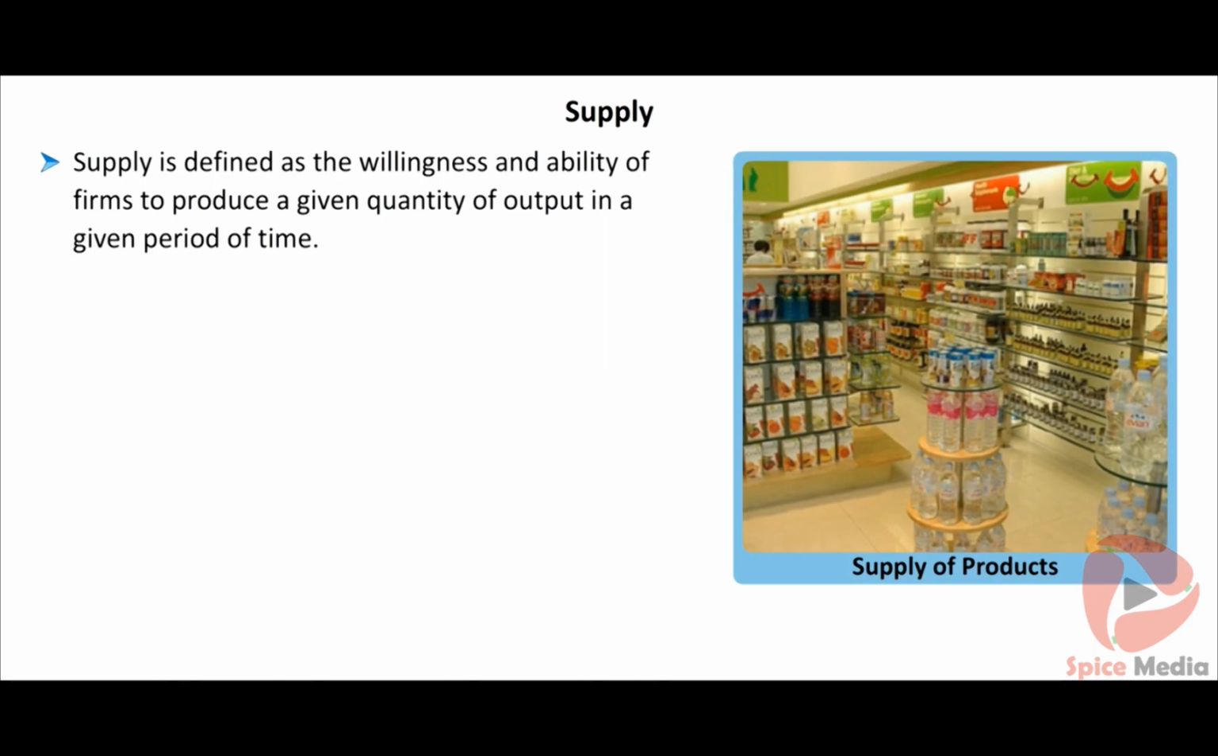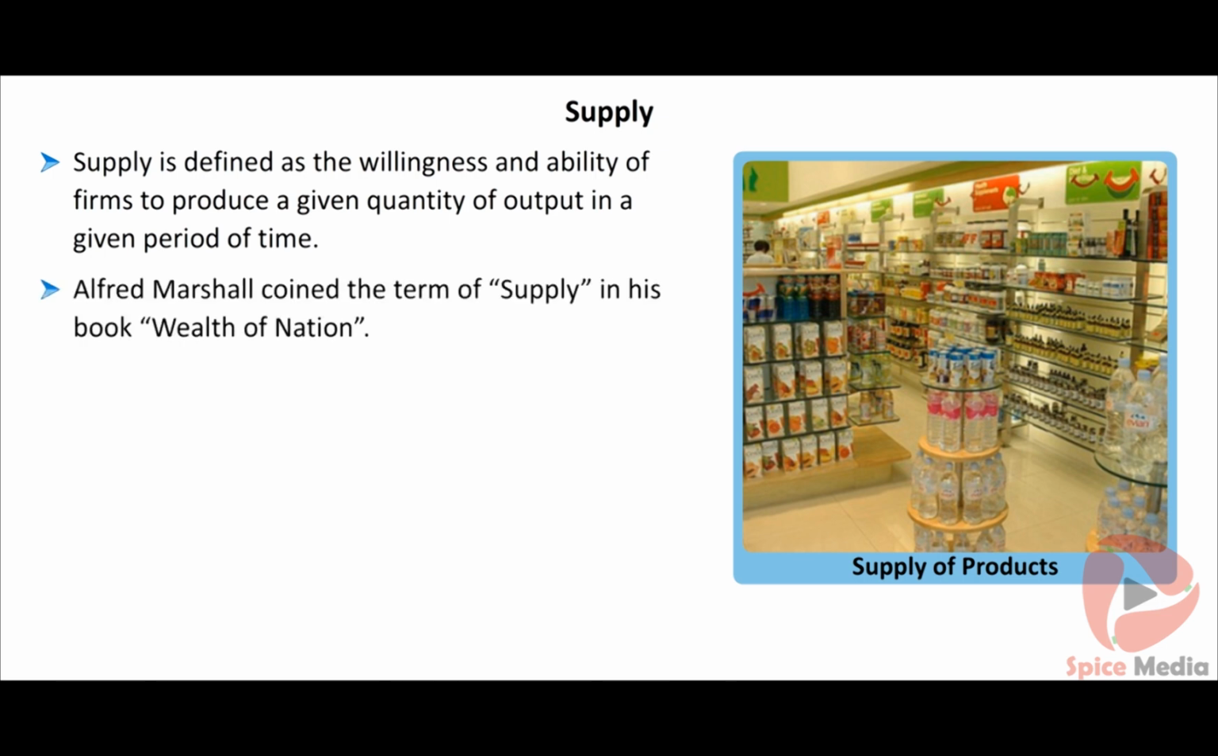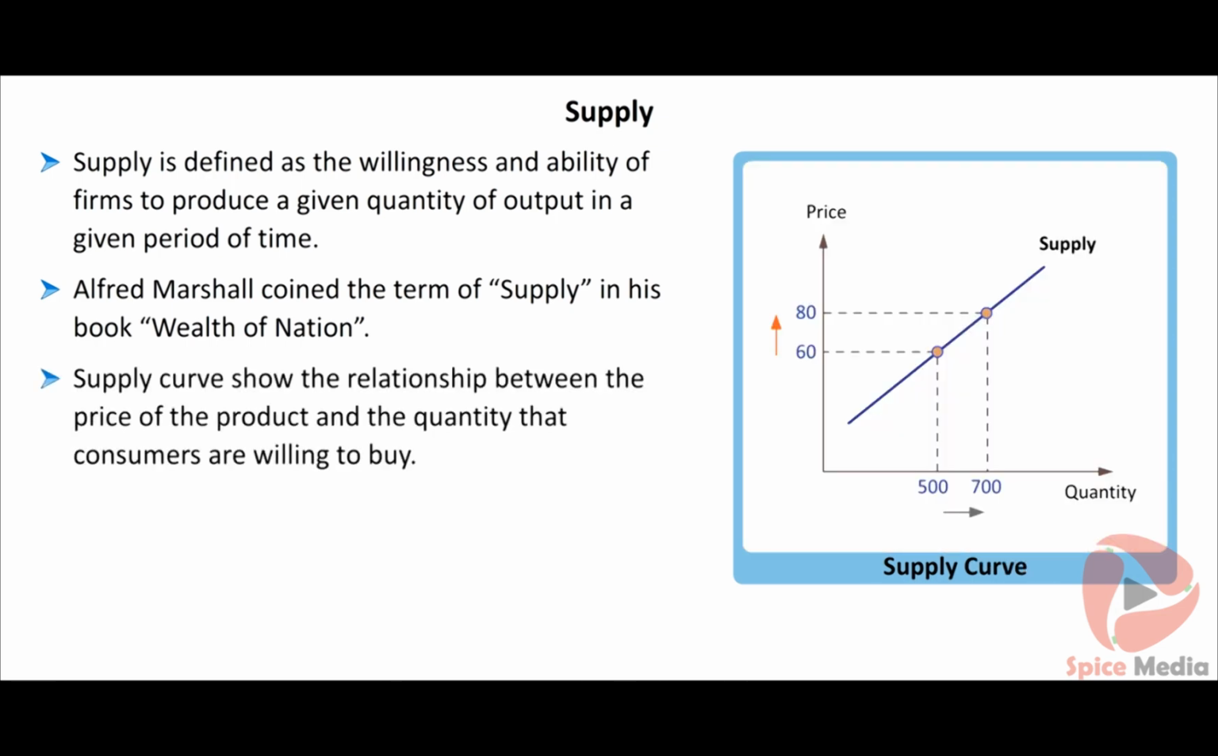Supply is defined as the willingness and ability of firms to produce a given quantity of output in a given period of time or at a given point in time and to take it to market. Alfred Marshall coined the term supply in his book Wealth of Nations. The supply curve shown in the graph explains the functional relationship between the price of the product and the quantity that consumers are willing to buy at desired price level.